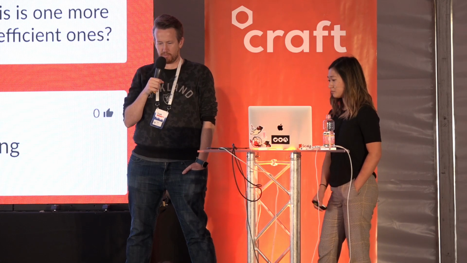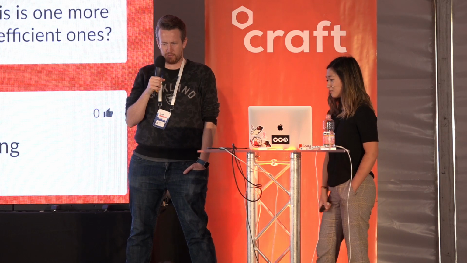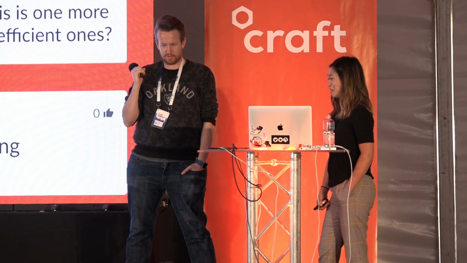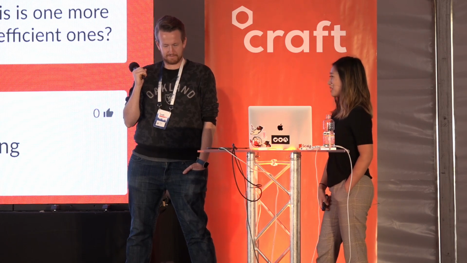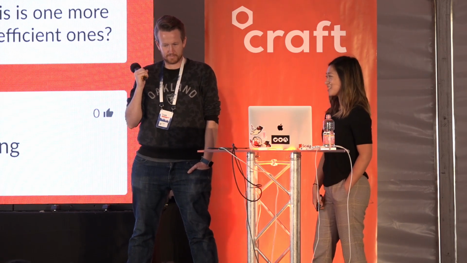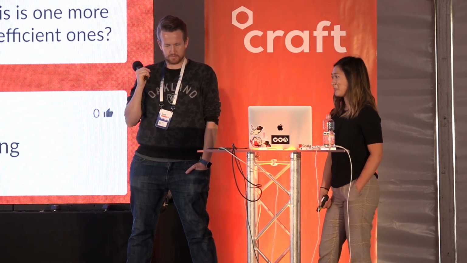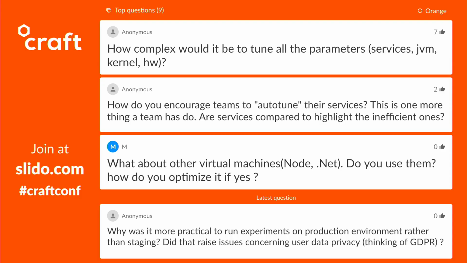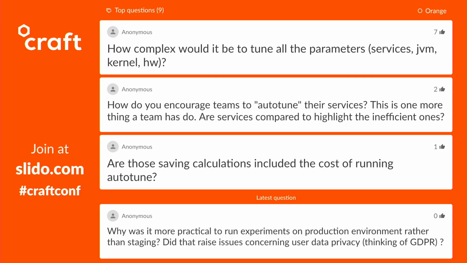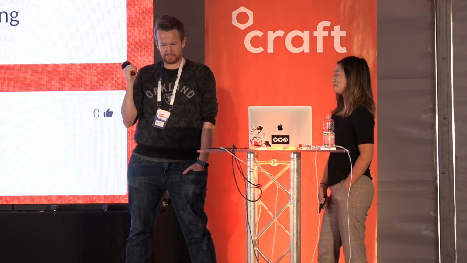How do you measure performance? Me personally, it depends on the situation. So sometimes we measure, like I mentioned, CPU utilization. Sometimes we measure success rate. So there's a lot of different factors. How complex would it be to tune all the parameters, services, JVM, kernel, HW? That would probably be extremely complex.